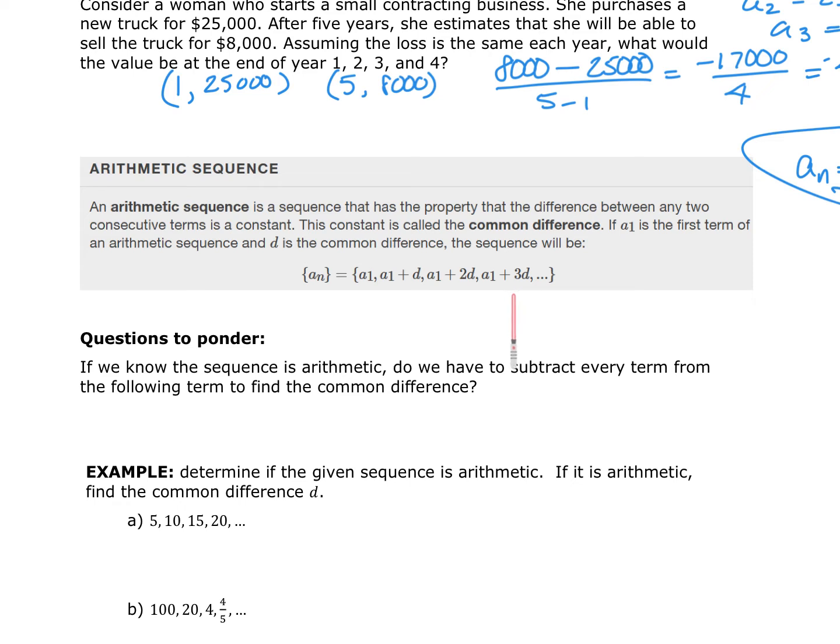And that allows me to actually do it recursively as well, sort of, because it is always referring back to A sub 1. So if we know the sequence is arithmetic, do we have to subtract every term from the following term to get the common difference? And the answer is up to you to look that up. Hopefully by the end of this video, you'll be able to answer that.